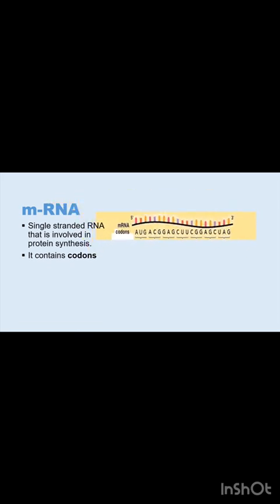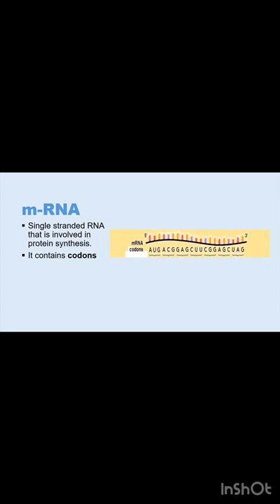Let's take a look at the structure of the mRNA here. This is the structure of the mRNA. You can see it is a wave-like structure carrying the information copied from the DNA, and these triplet bases, the AUG, the ACG, these are what we call the codons.